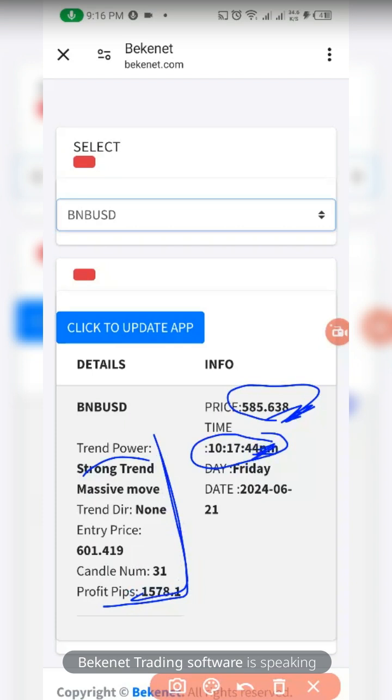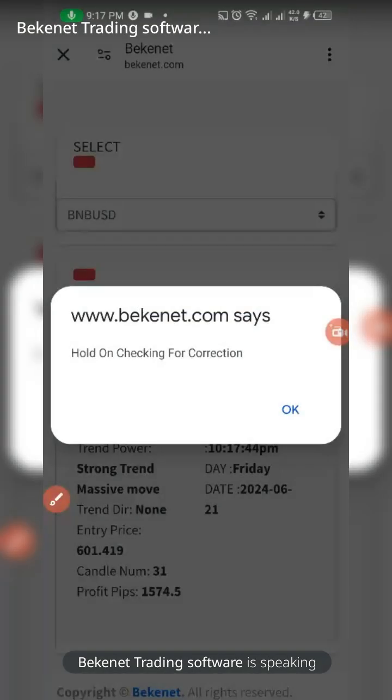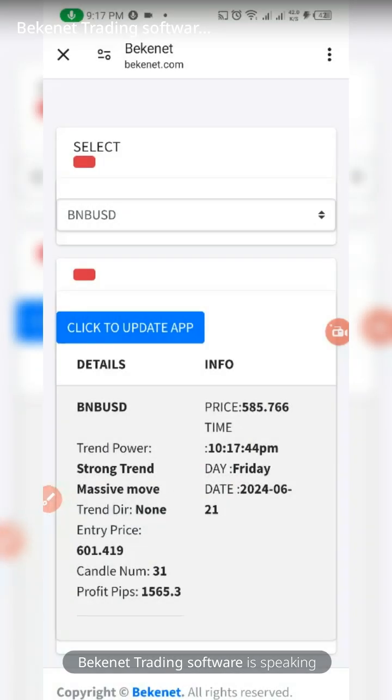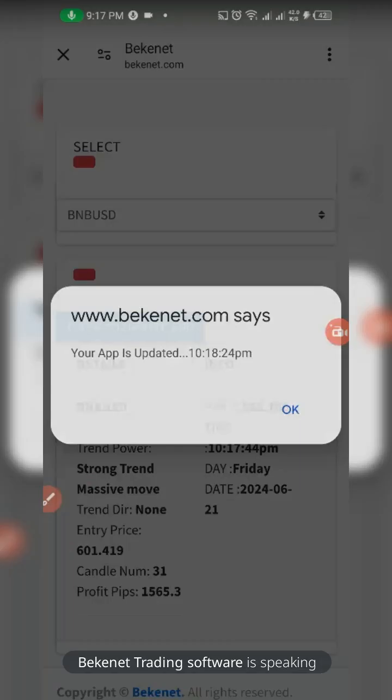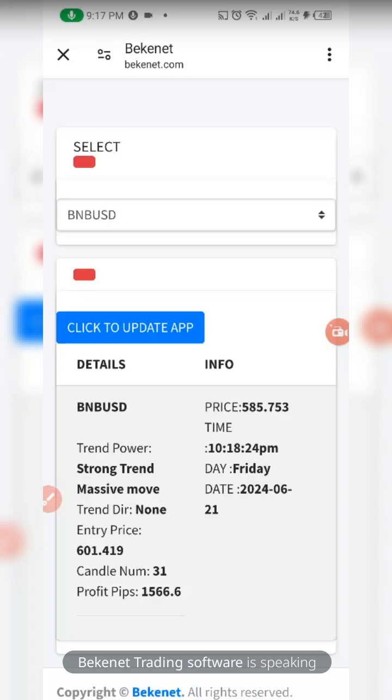But if the time is less or greater by 2 hours or 3 hours, there's a problem. All you need to do is click on this update app. Just click it, and it will correct everything and give you the current update on the app. So that's the only thing you need to do here.